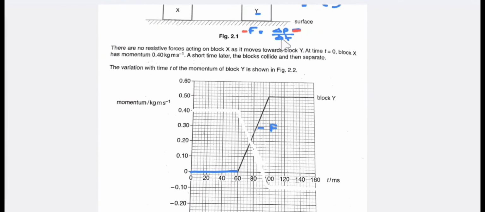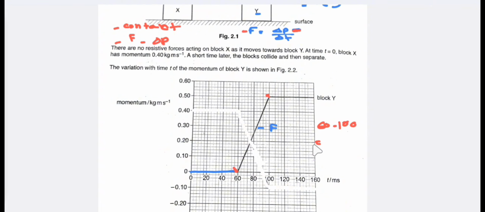So we need to find the time for which the blocks are in contact. Since the blocks are in contact, there must be some force acting when they are in contact. Since force is acting, there is a change in momentum. There is a change in momentum from time t equal to 60 milliseconds to time t equal to 100 milliseconds. So 60 to 100 milliseconds.